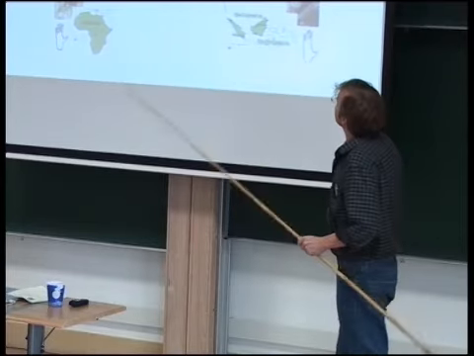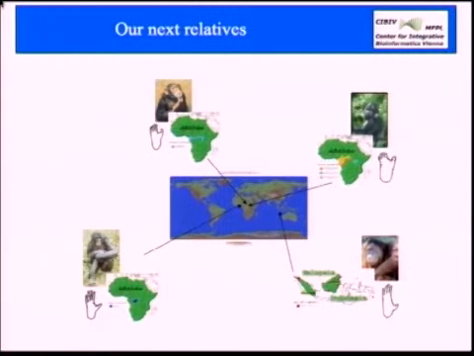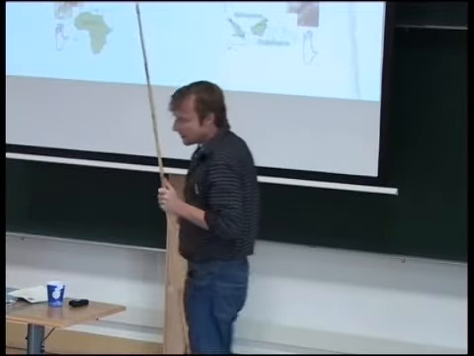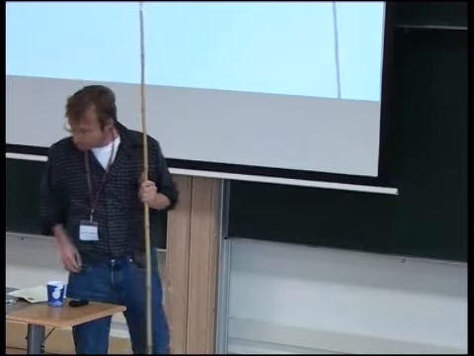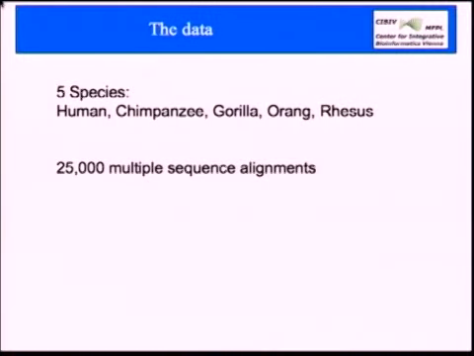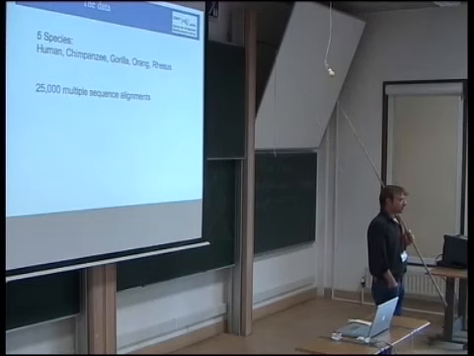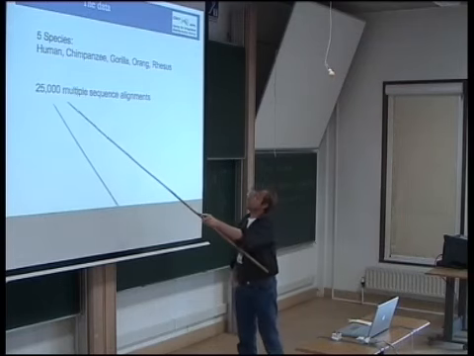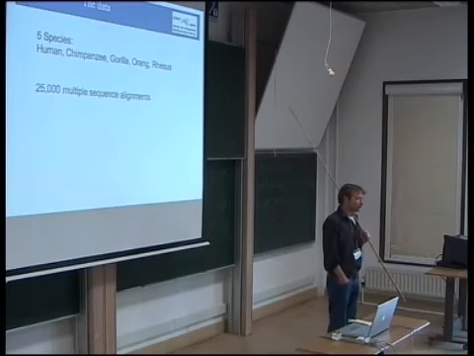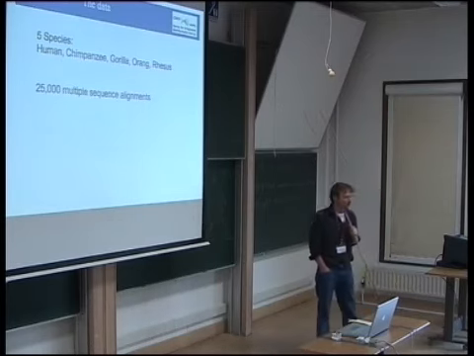What's it all about? We are, of course, interested in our next relatives: orang, gorilla, chimp, and bonobo. And of course, we all know the big question was for a long time, who is our next relative? And analyzing a lot of data from 5 species, human, chimps, gorilla, orang, and rhesus. Human, chimps, and rhesus are completely sequenced these days, so we have the complete genomes, about 3 billion base pairs. And from gorilla and orang, we have quite a large number of shotgun reads, which can be combined to 25,000 multiple sequence alignments. So this is a huge number. It's more than 2.5 million base pairs that you can analyze.